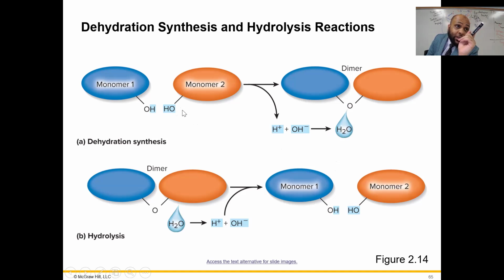I'm pointing there. So if you look here, one is gonna give an OH and the other is gonna give an H. Together, I'm gonna get water to come out, H2O. Then they're gonna be linked. And if I want to split it, I do the opposite. One is going to get an H and the other is going to get an OH, and now they have been split.